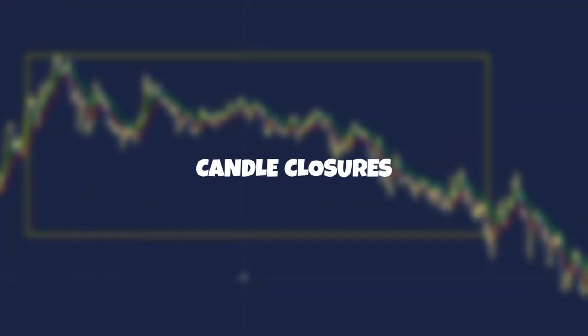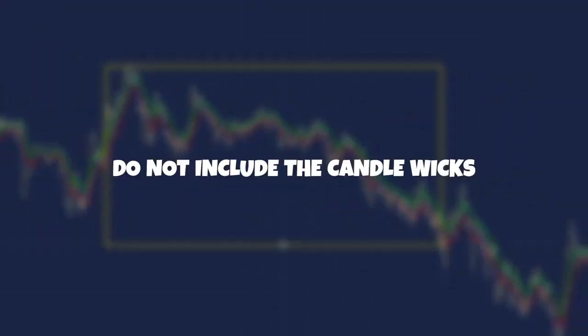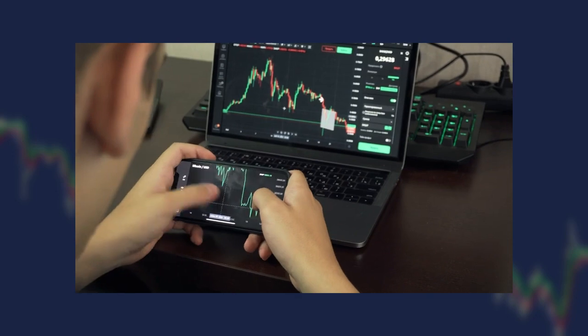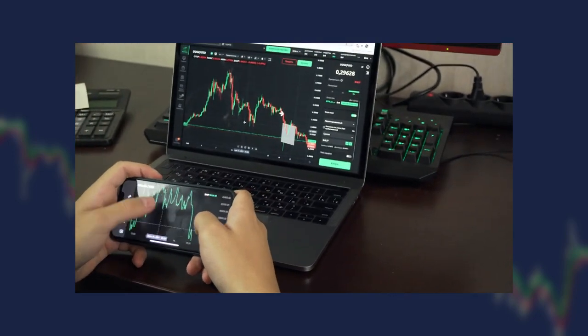It's important to note that we will only be working with candle closures during this strategy, so when drawing the box, do not include the candle wicks for the highs and lows, only solid candles. After the box time frame has ended, the London session will begin, and we can now look to take our trades. But how do we do this?